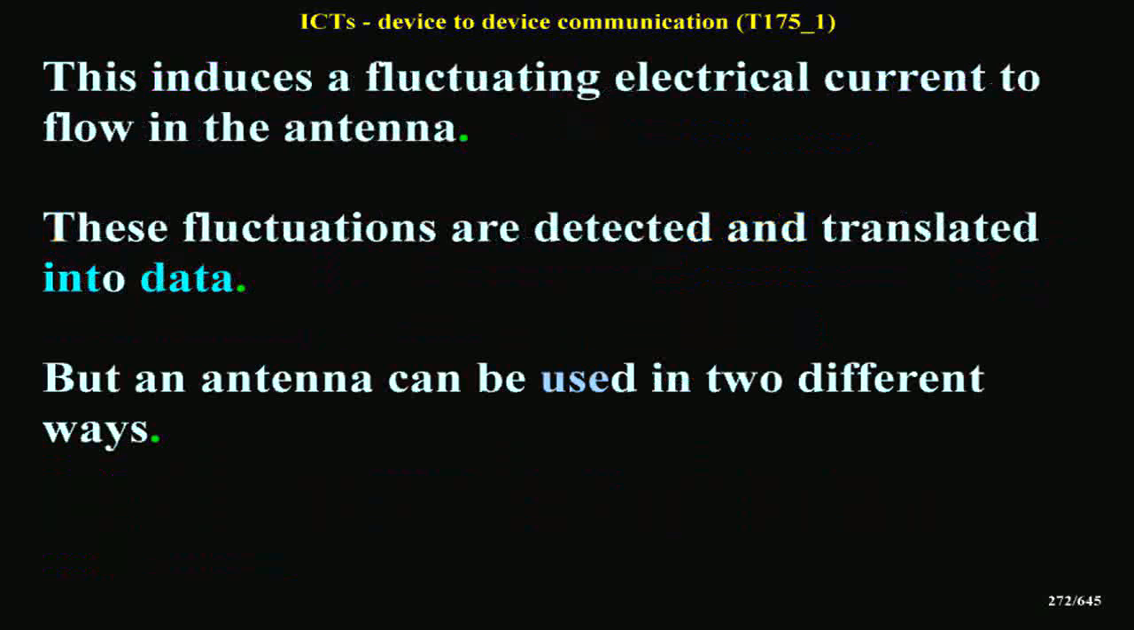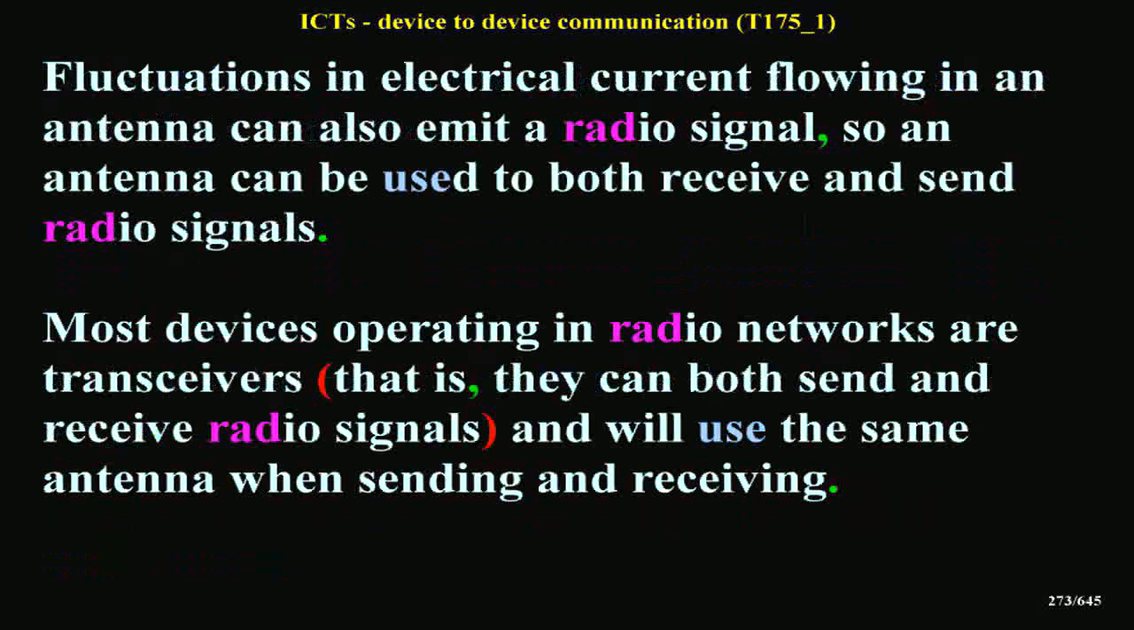But an antenna can be used in two different ways. Fluctuations in electrical current flowing in an antenna can also emit a radio signal, so an antenna can be used to both receive and send radio signals. Most devices operating in radio networks are transceivers, that is, they can both send and receive radio signals and will use the same antenna when sending and receiving.